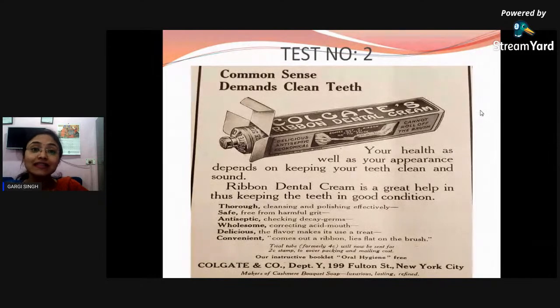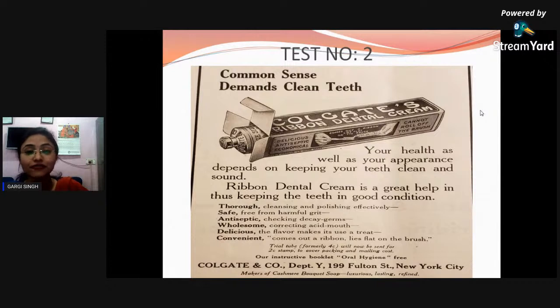So I'll read this advertisement for you. Common Sense Demands Clean Teeth. On the tube it's written, Colgate's Ribbon Dental Cream, delicious, antiseptic, economical. Comes out a ribbon, lies flat on the brush. Cannot roll off the brush. Your health as well as your appearance depends on keeping your teeth clean and sound. Ribbon dental cream is a great help in thus keeping the teeth in good condition. Thorough cleansing and polishing effectively.